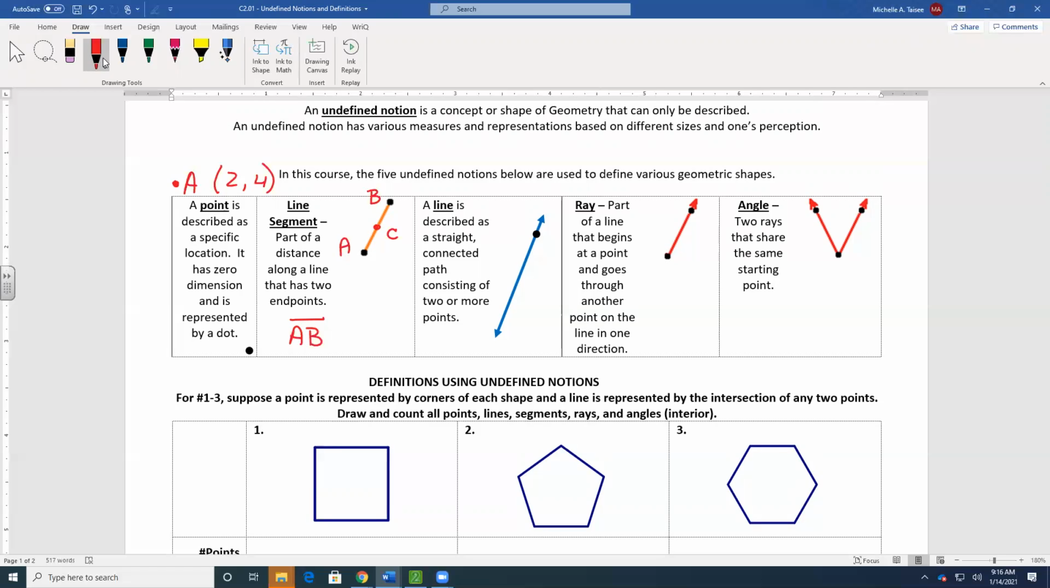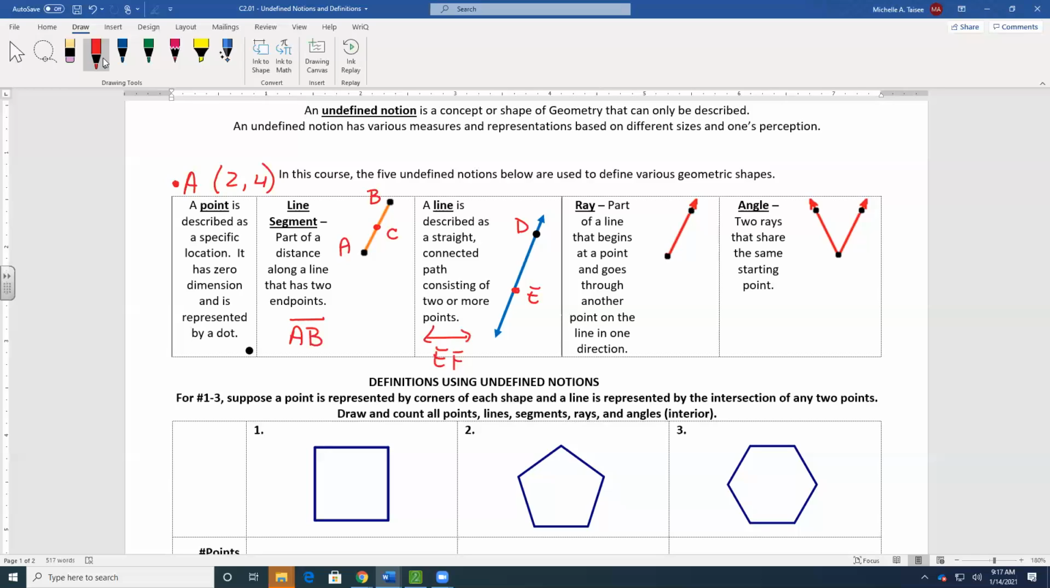All right, so a line is a straight connected path consisting of 2 or more points. When I talk about a line, it doesn't end. It goes on forever, right? So if I put a point D on here and I add another point E on here, I can talk about line EF. So what's on top of the 2 letters makes a difference. If it's a line segment, then I just put a little line segment on top. If it's the full line, then I put arrows on either side.